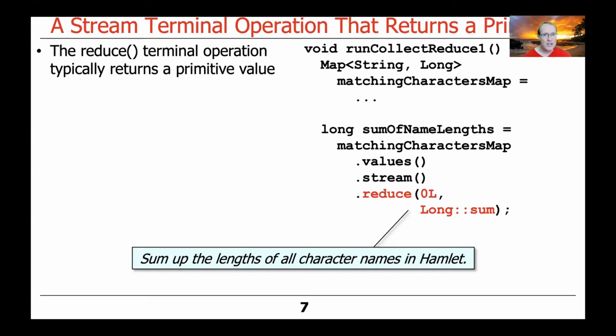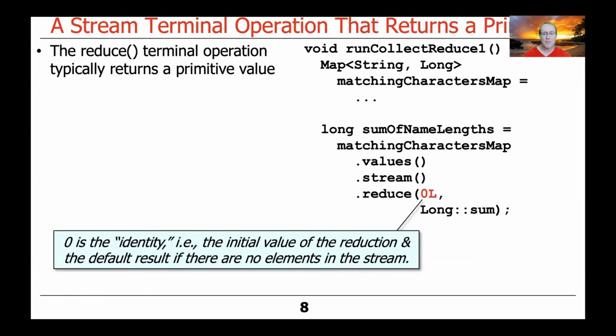We'll take a more detailed look at what reduce does and how it works under the hood shortly, but for the purpose of this lesson, what we're going to do is sum up the names of all the characters in Hamlet using the sum method via a method reference, Long::sum.